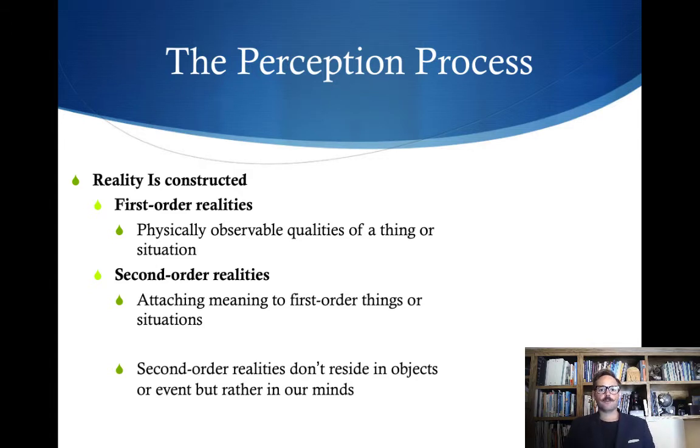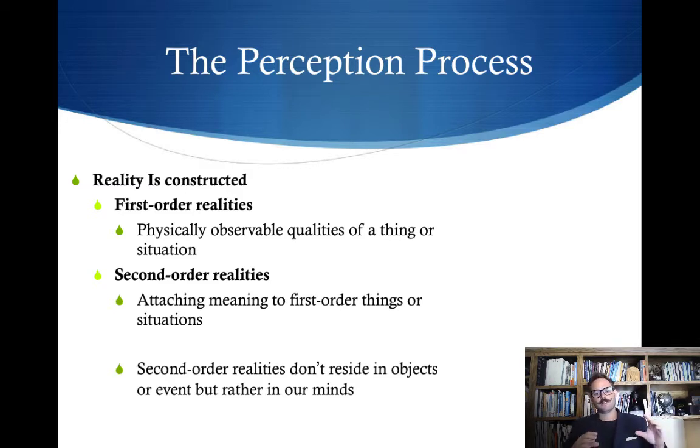So let's say you walk through the quad and you notice two people sitting really close together, maybe cuddling. Now, this is a physical observable quality, the first order reality. When we walk past this couple, we attach meaning to that. We might interpret that behavior as, oh, they're a couple, or they're emotionally connected to each other. Or we observe maybe a couple having an intense argument, and we attach meaning to that. We might arrive at the conclusion that they're having issues in the relationship.